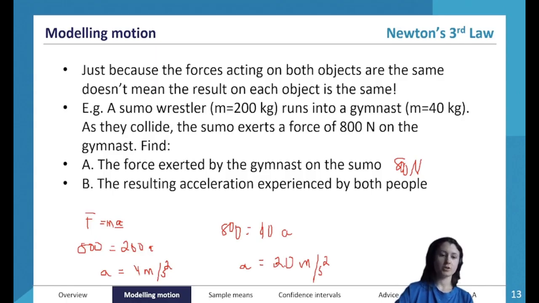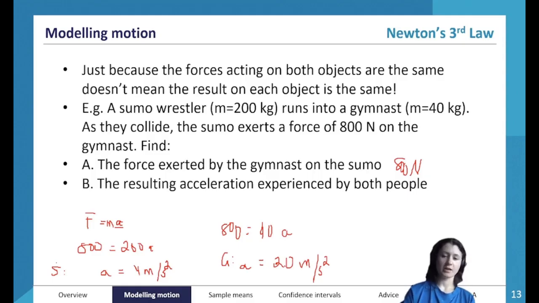As you can see, the sumo is going to travel a lot slower than the gymnast. And that is because the gymnast is so much lighter that even though the 800 newtons was exerted on both of those parties, that force affects the gymnast to a much greater extent because it requires less energy to move the gymnast.